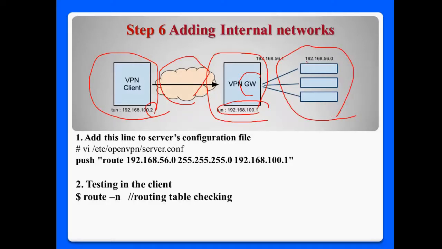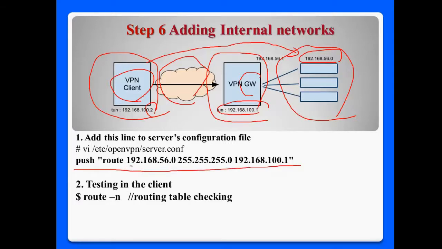Like this, 192.168.56. In this case, this remote VPN client wants to connect here. This VPN client is behind the VPN gateway. In the server configuration file, we need to add this kind of line: push route 192.168.56.0 255.255.255.0, and 192.168.100 will be the gateway for this network. After that, restart the VPN server.